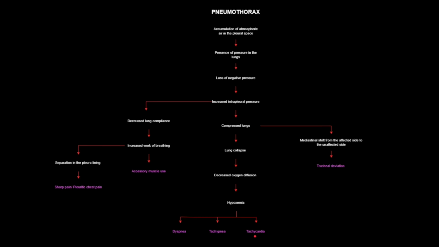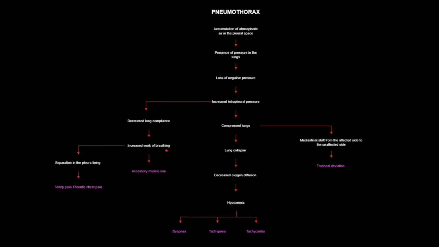The compression in the lungs will also cause a mediastinal shift from the affected side to the unaffected side, so in an X-ray, there can be an indication of tracheal deviation. Also, when there is increased intrapleural pressure, it will decrease lung compliance, or the ability of the lungs to stretch or expand. This will increase an individual's work of breathing because the person must work harder to inflate that lung against the high pressure within the pleural cavity.